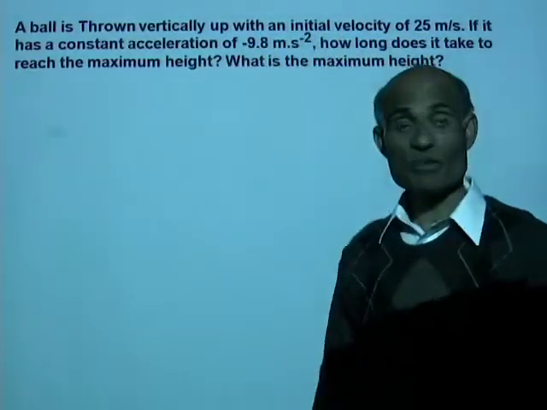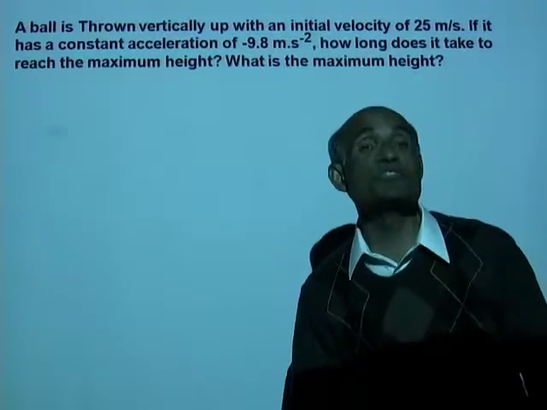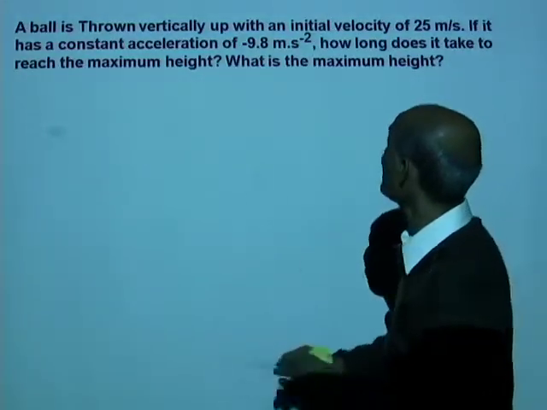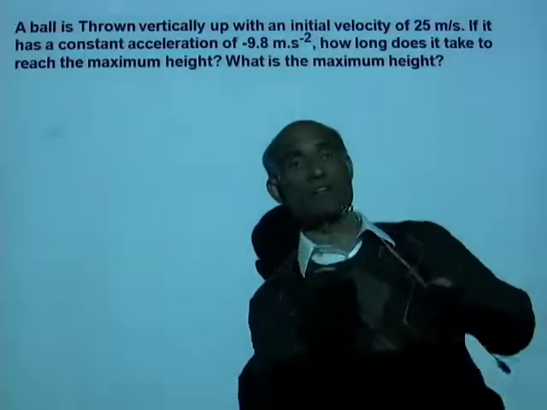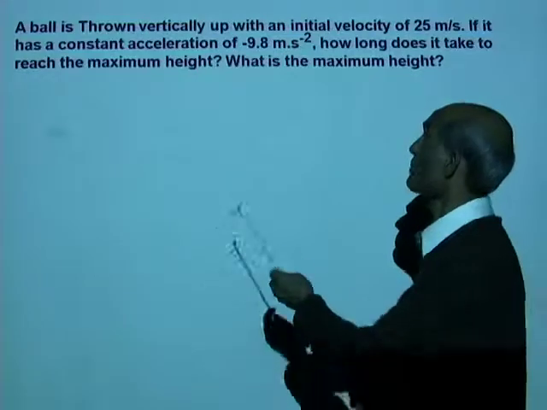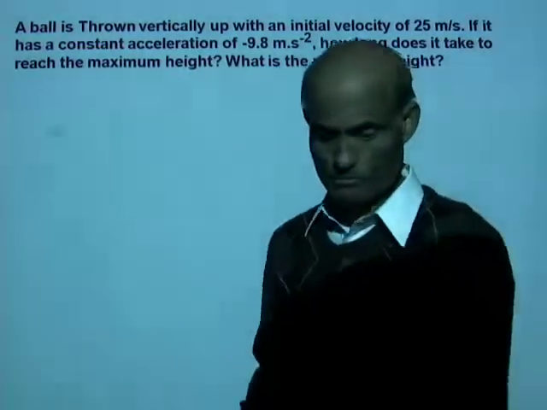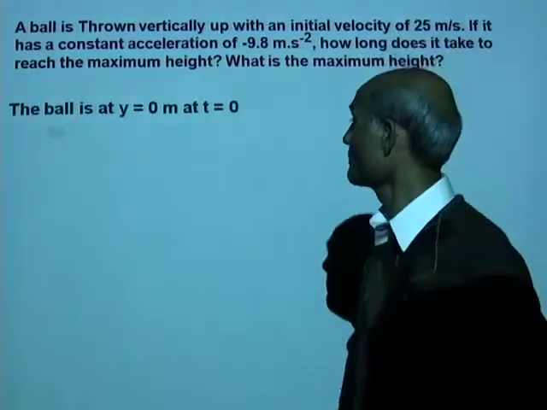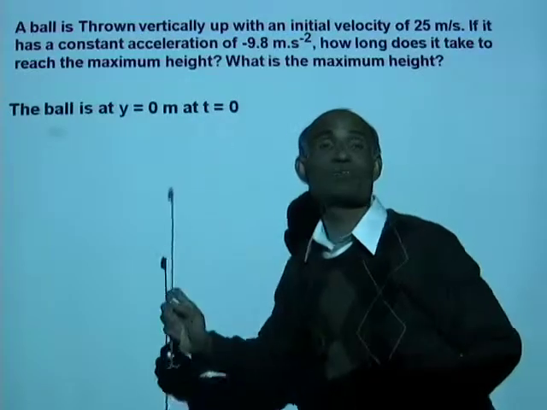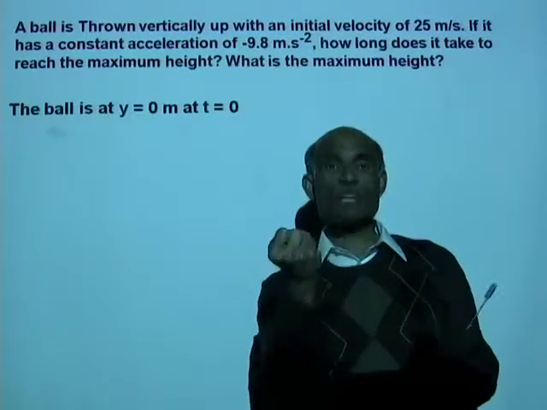Okay, this time you are at the origin. Your initial position is 0. y0 is 0. But you have an initial velocity. You stand at the origin and throw the ball up with a certain velocity. What is that velocity? 25 meters per second. All right, let's put this down. The ball is at y equal to 0 at t equal to 0. You are standing at the origin and ready to throw the ball up.